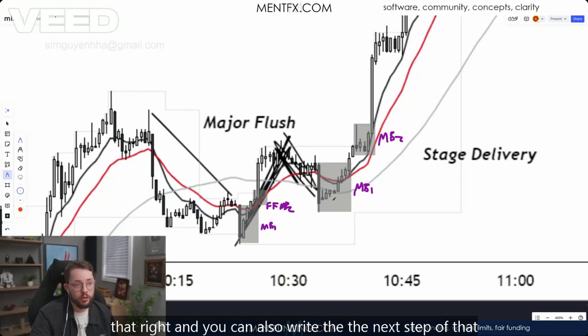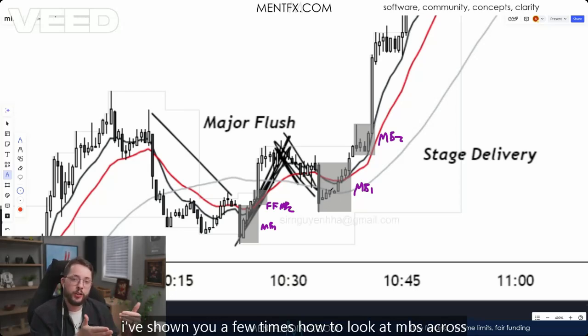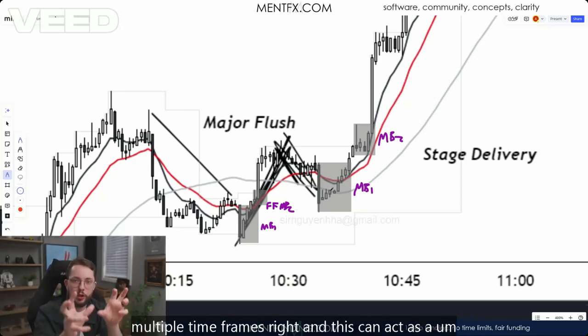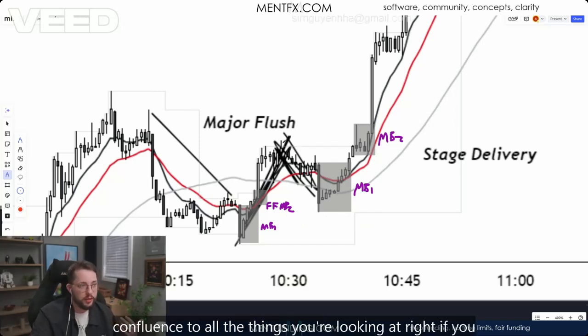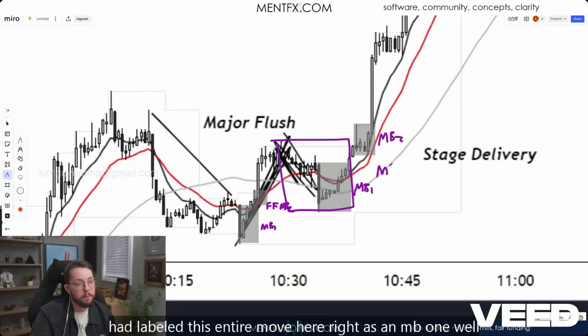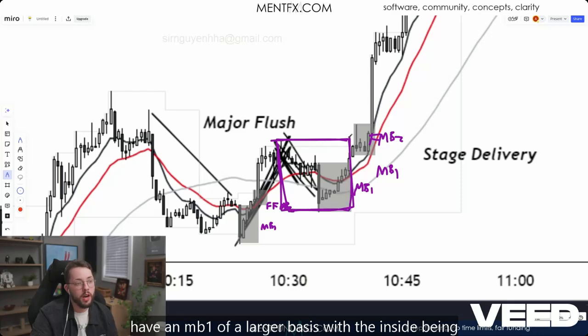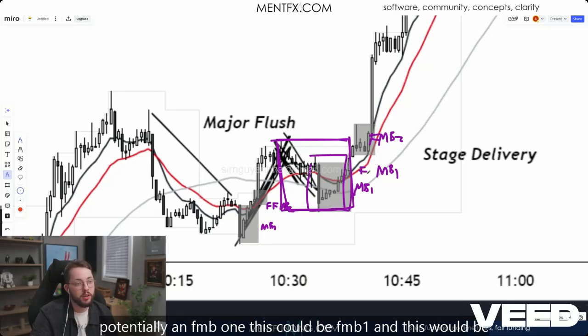And you can also, right, the next step of that, if you want to look at all the classifications, because again, I've shown you a few times how to look at MBs across multiple timeframes, right? And this can act as a confluence to all the things you're looking at, right? If you had labeled this entire move here, right, as an MB1, well, then this right here would basically be an FMB2 because of relativity now in size, right? So now what you have is you can have an MB1 of a larger basis with the inside being potentially an FMB1. This could be FMB1 and this would be FMB2.